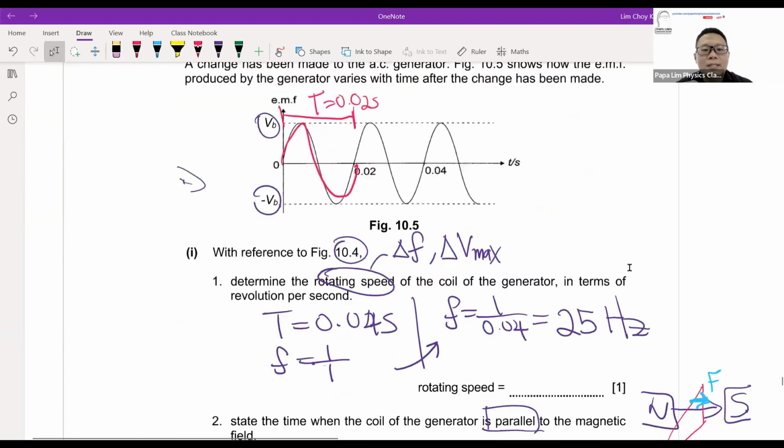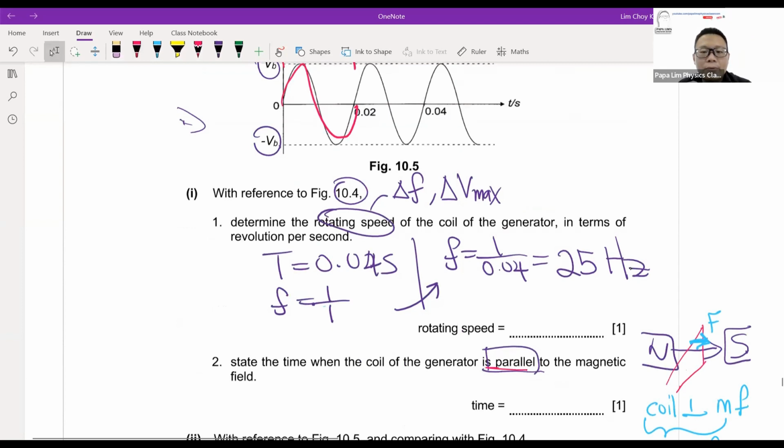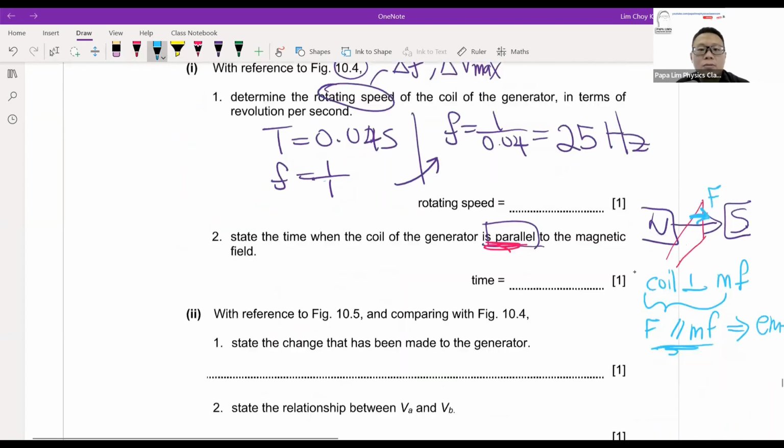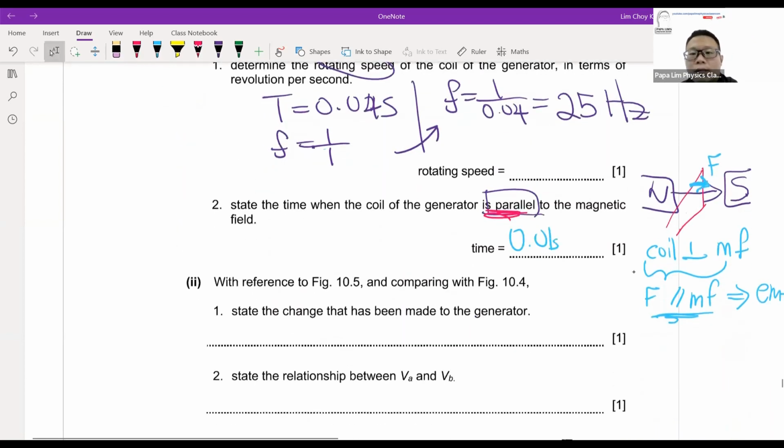So if I want maximum, I want parallel, here it means horizontal. So it will have to be 0.01 or even 0.03 seconds. So the time will be either 0.01 second or 0.03 seconds, whereby it is maximum. So that is the position of the coil with respect to the EMF induced-time graph. Students, you must take note of what the graph actually tells you regarding the position.